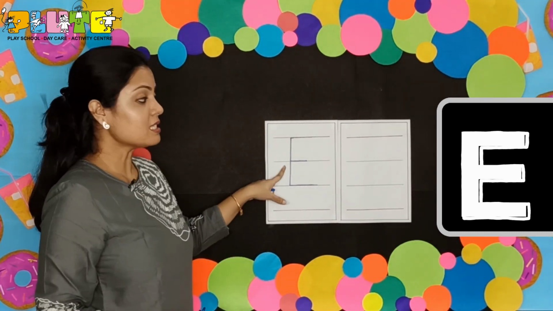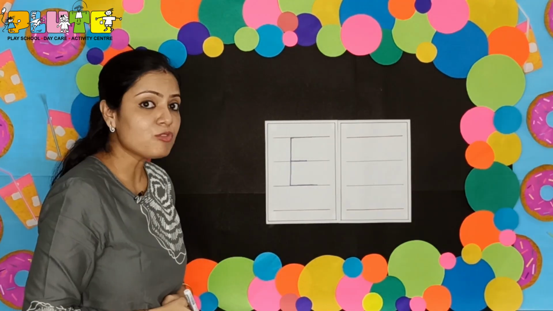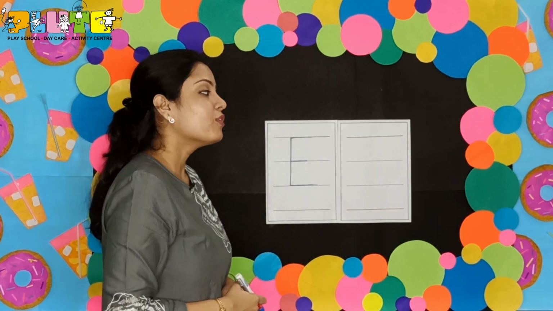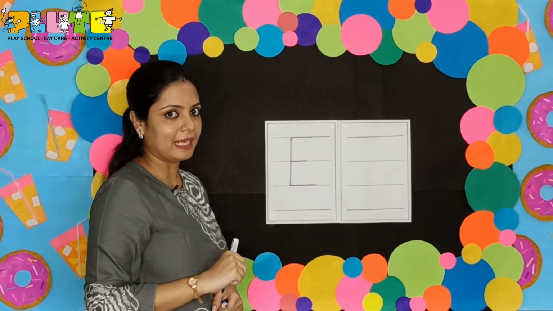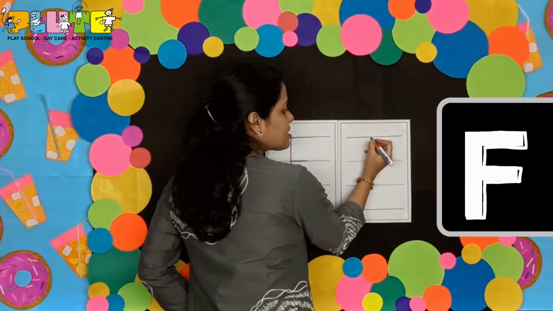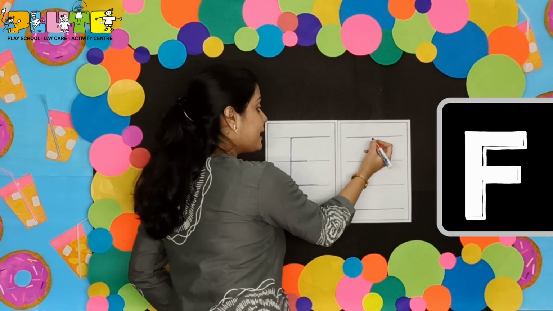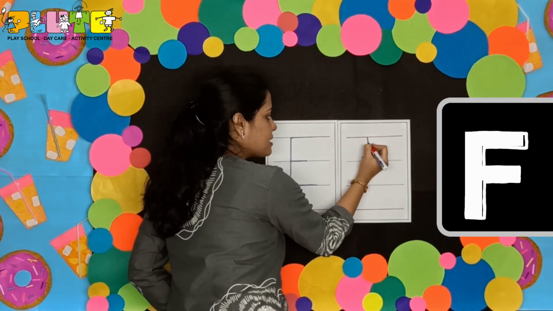Okay, so this is E. Now children, I will show you the alphabet F. For F, we need one standing line and two sleeping lines. Again, I will start from the first line. I will draw a standing line.